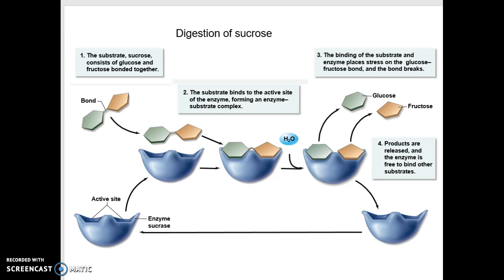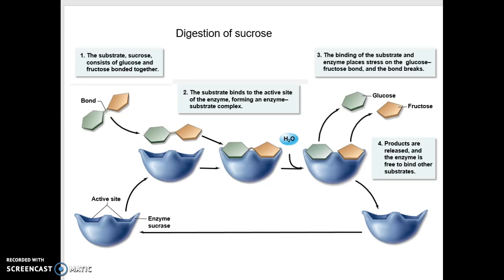Attaches to an enzyme at a specific spot. A specific enzyme will attach to this. So the substrate, sucrose, binds to the enzyme, forming the complex, and the binding causes it to break. So glucose gets released and fructose gets released. They're broken apart. The bond between them is broken by that enzyme. That enzyme then releases the glucose and fructose.